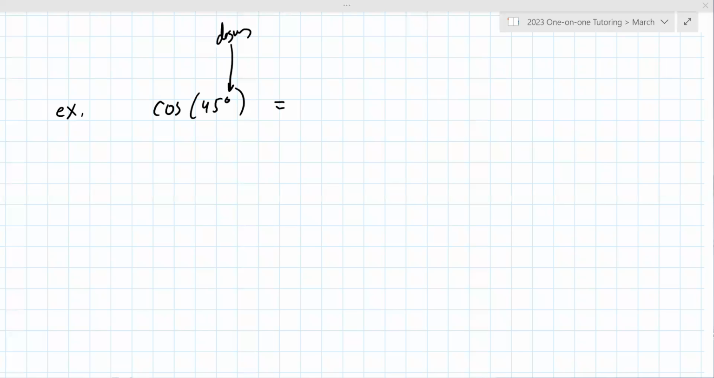Cosine 45, 0.70... Anything else? I just leave it at that, I think, right? Three decimal places. Oh, three decimal places. 0.707. Very good.